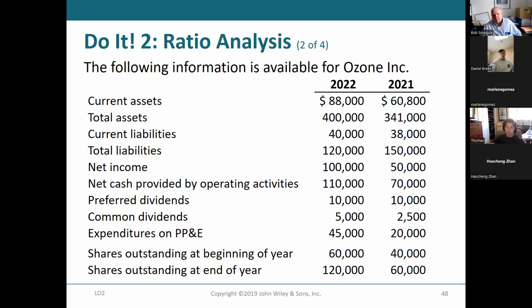Wow, look at all this stuff for Ozone Company, whoever the heck they are. They're giving us total assets and liabilities, income, cash provided by operating activities. We don't have to figure that out. Preferred dividend, and then the beginning and ending shares. So using this information, we can compute some of these ratios we're interested in.